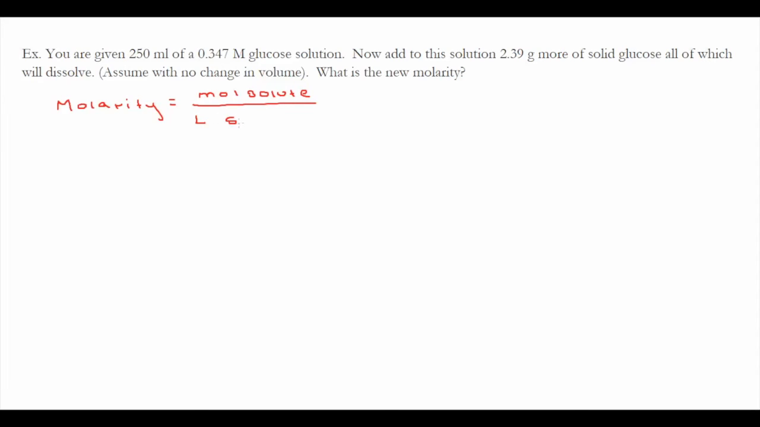So both your solute and your solvent. Okay? This problem tells me that I have 250 milliliters of solution and its concentration is this. It then tells me I'm going to add more solid and dissolve it, and it wants to know what the new molarity is. So the first task I have is to determine, when I start off, what is the number of moles of glucose that I start off with?